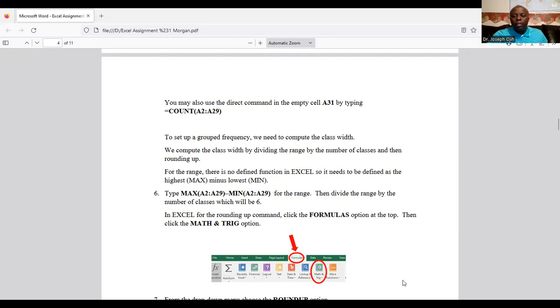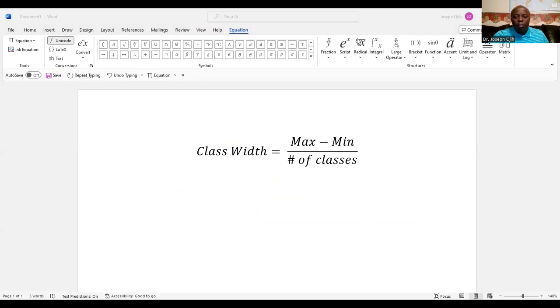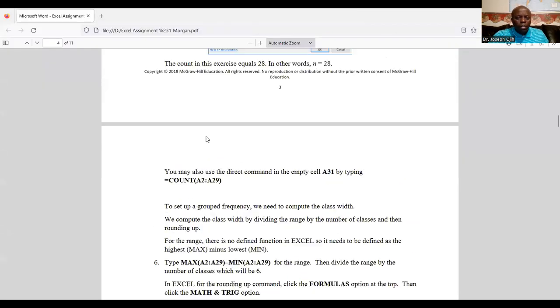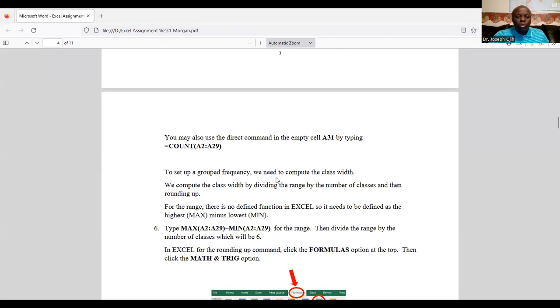Remember, I want to explain here: class width is maximum minus minimum divided by number of classes. In this case, it says the count is 29. To set up the group frequency, we need to compute the class width. We compute the class width by dividing the range by the number of classes and then rounding off.